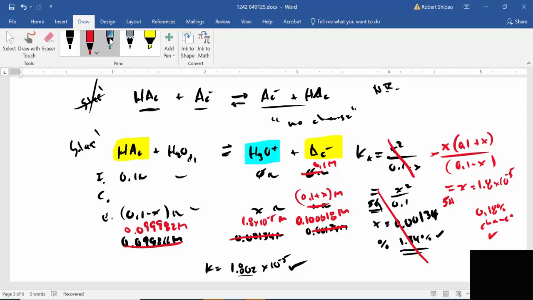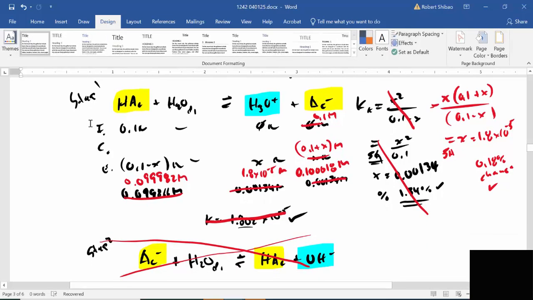All right, now let's double check. Our double check worked, but we made the wrong assumption. It's not acetic acid. It's actually a mixture. And so the double check will be 1.8 times 10 to the minus 5 times 0.100018 divided by 0.099982. And that comes out to, our K value comes out to 1.800 times 10 to the minus 5. So that checks out. This is a double check with the common ion.